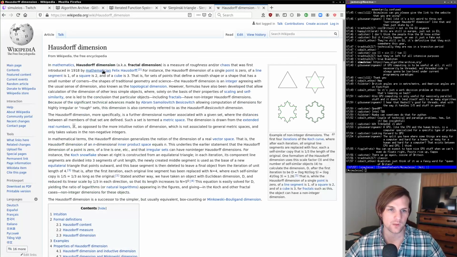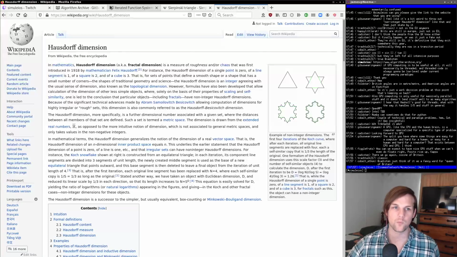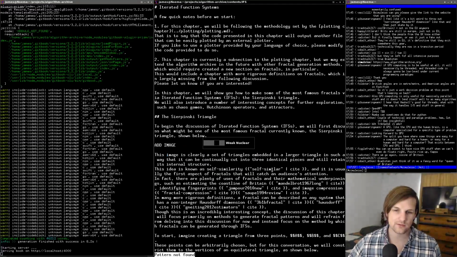Okay. In mathematics, the Hausdorff dimension, aka fractal dimension, is a measure of roughness and/or chaos that was first introduced in 1918 by mathematician Felix Hausdorff. For instance, the Hausdorff dimension of a single point is 0, a line segment is 1, a square is 2, and a cube is 3. That is, for sets of points that define a smooth shape or a shape that has a small number of corners, the shapes of traditional geometry and science, the Hausdorff dimension is an integer agreeing with the usual sense of dimension.